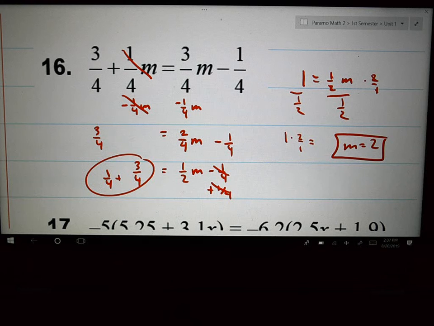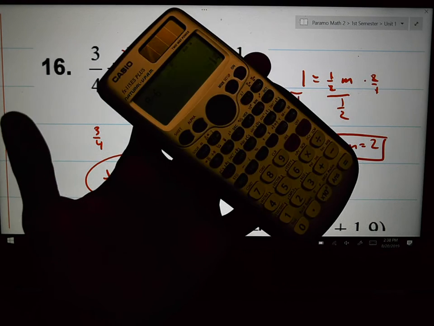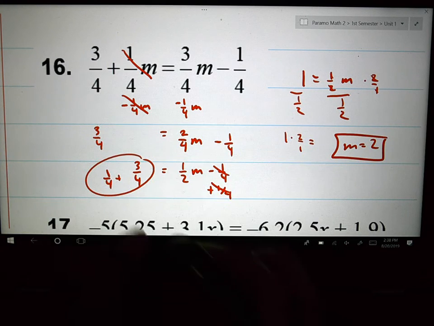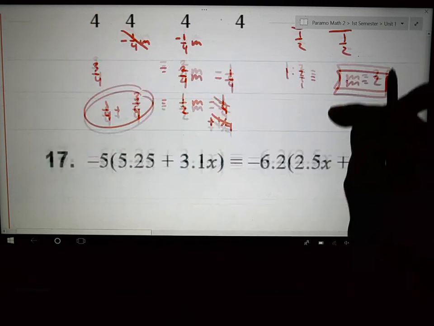I know some of you do not like fractions or decimals. Just know I'm giving you a tool that you could use that will help you, and I know you can do it from there. Last example.